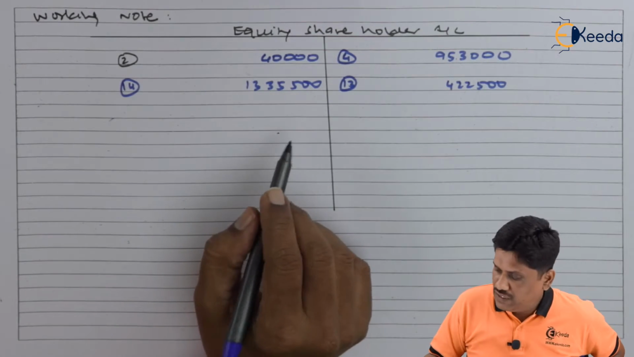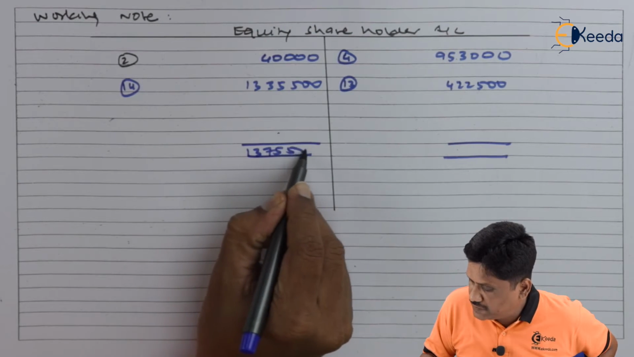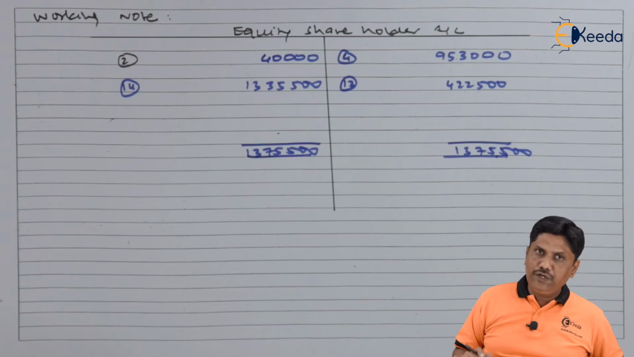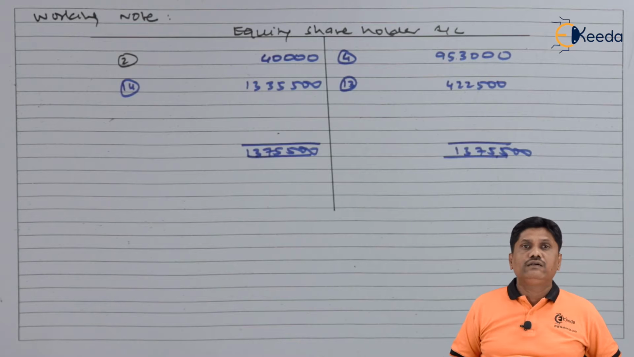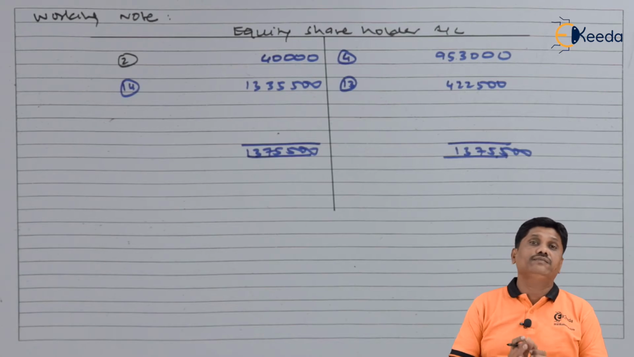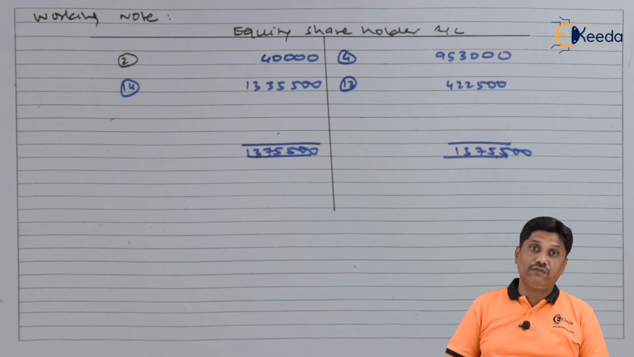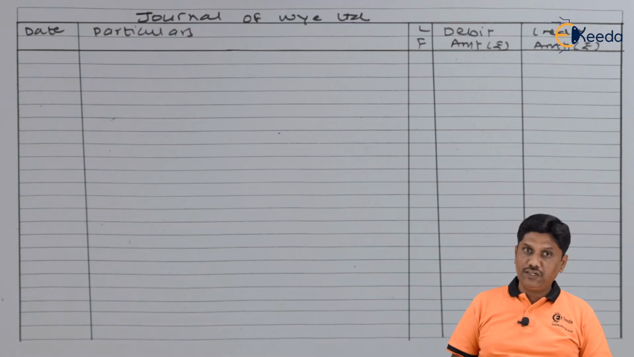Your equity shareholder account tallies at 1375,500. This account we have prepared just to ensure whether we are correct or not. Equity shareholder account will get tallied. Friends, it is half done. Our next part is recording the opening entries in the books of purchaser, for which we will pass the entries now. Friends, I am ready with the journal format.